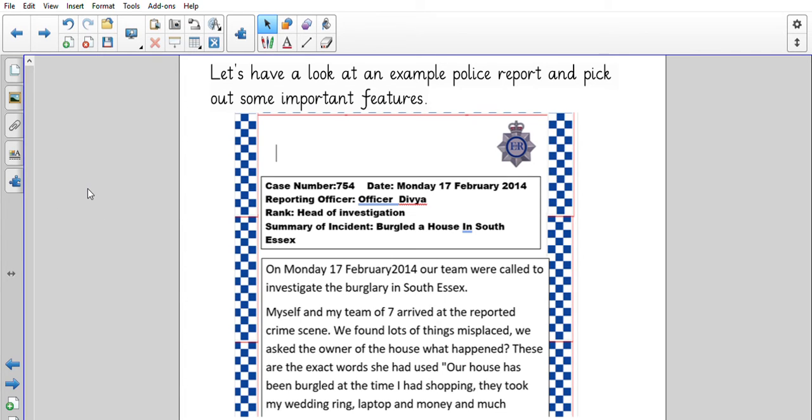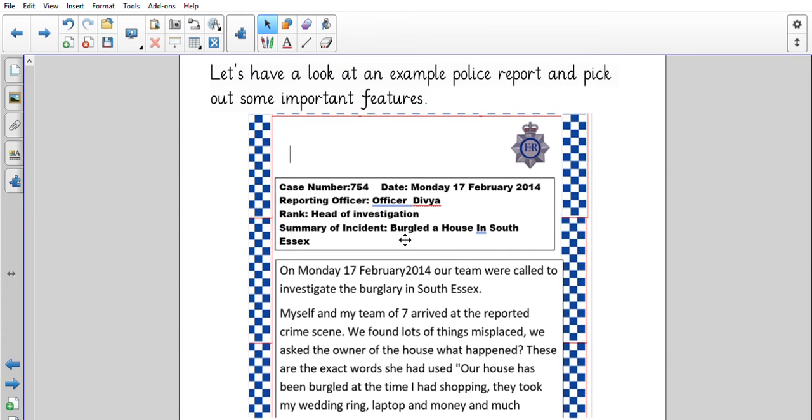On Monday, 17th of February 2014, our team were called to investigate the burglary in South Essex. Myself and my team of 7 arrived at the reported crime scene. We found lots of things misplaced. We asked the owner of the house what happened. These were the exact words she had used. Our house has been burgled at the time I had shopping. They took my wedding ring, laptop and money and much, and I've not continued the rest.